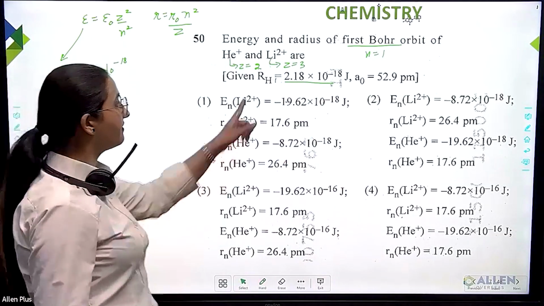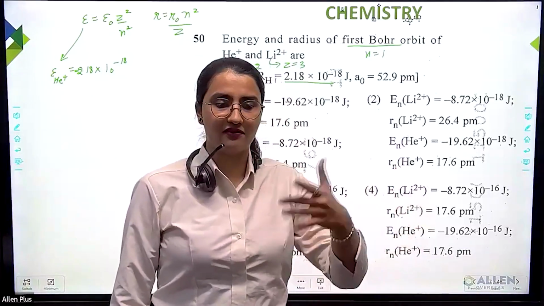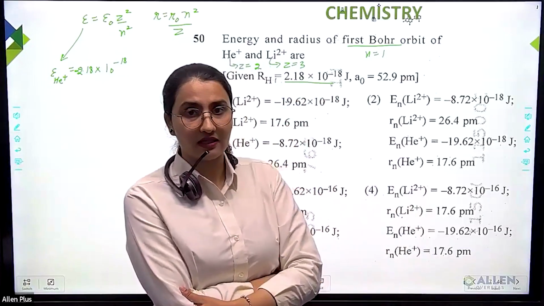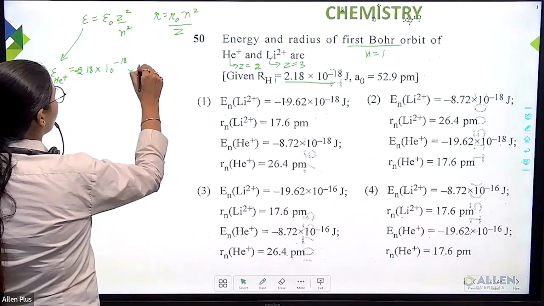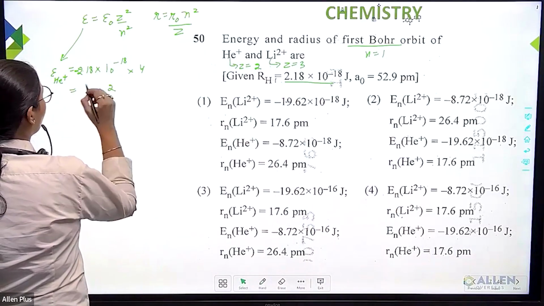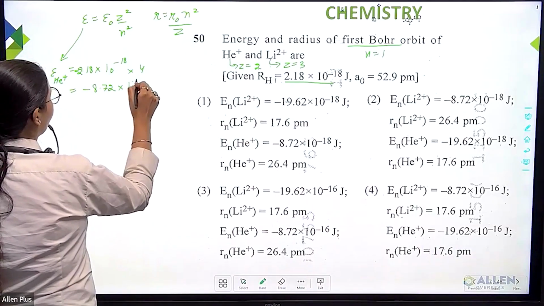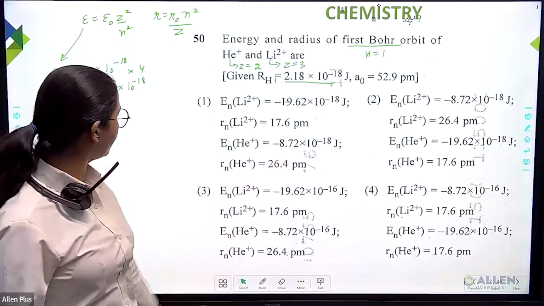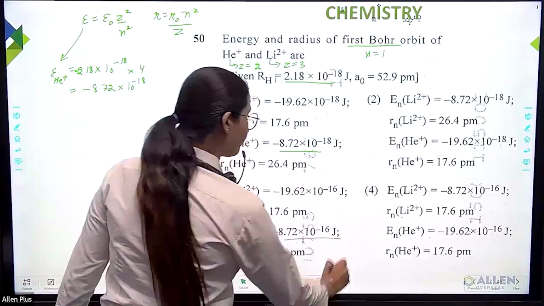E naught is negative. RH they have given positive. I think we know also energy is negative, like first minus 13.6 eV, next minus 3.4 eV, it's negative. Correct? So negative. Z for helium is what, students? 2. So it's 2 square, which is 4. Let's solve this. 8 4s are 32, 4 1s are 4, plus 3 is 7, 4 2s are 8. So it's minus 8.72, 10 raised to power minus 18. Do we have option like this? Yes, we do. We have here. Where else? We have, okay, here also.